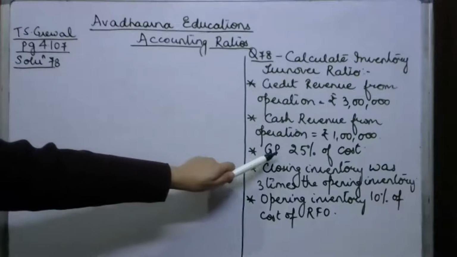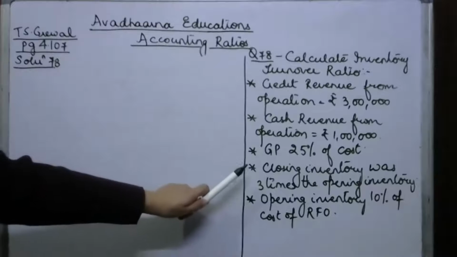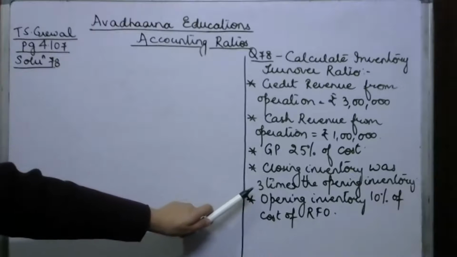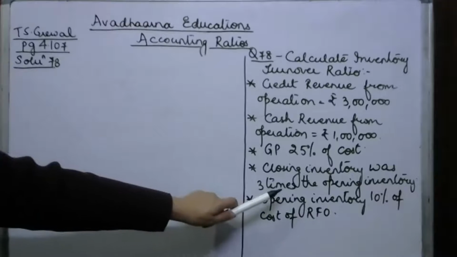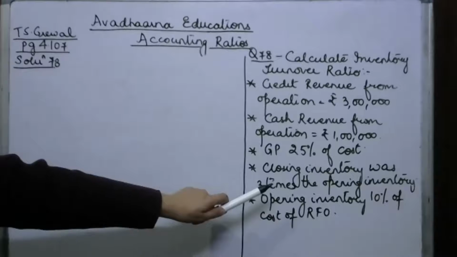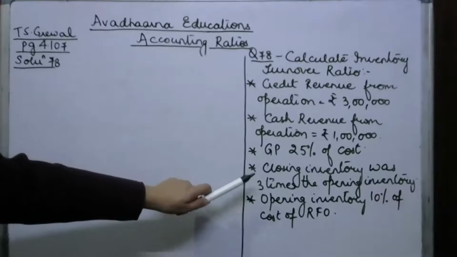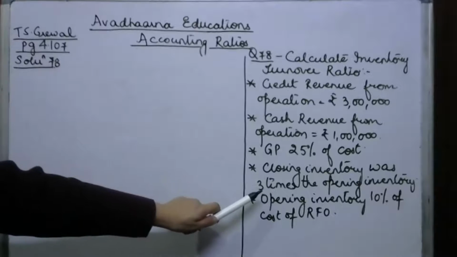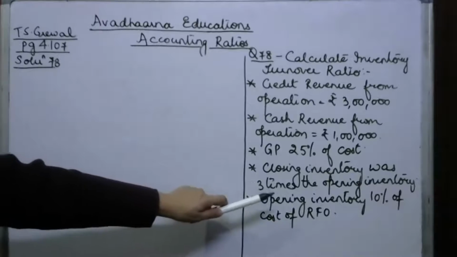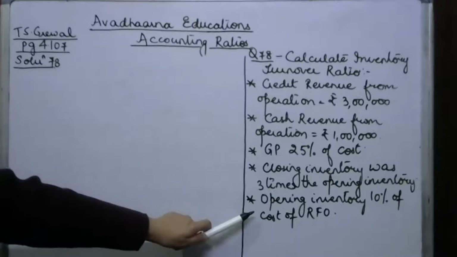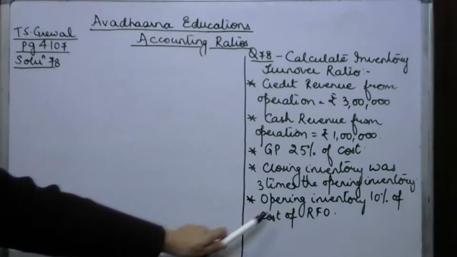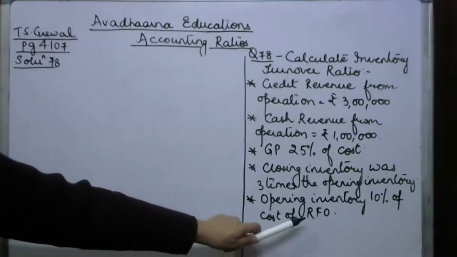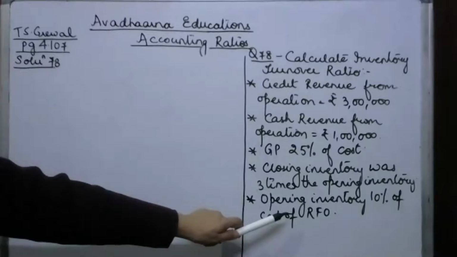Gross profit is 25% of cost. Closing inventory was 3 times the opening inventory. That means if our opening inventory is, let's say, rupees X, then closing inventory will be 3X. It's 3 times the opening inventory. And the last information is opening inventory is 10% of the cost of revenue from operation. That means cost of goods sold.